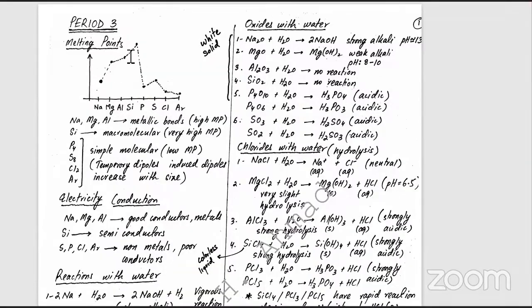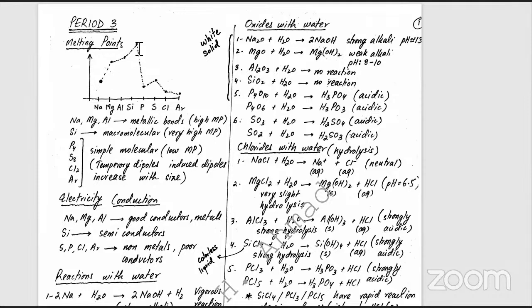Na, Mg and Al are metallic, so they've got low melting points. I mean, Na is the one that's got low melting points, but Mg and Al have high melting points because they've got stronger metallic bonds because of more delocalized electrons. Na is also metallic, but it's got fewer delocalized electrons, so the attraction between the positive ions and the delocalized electrons is not that strong.